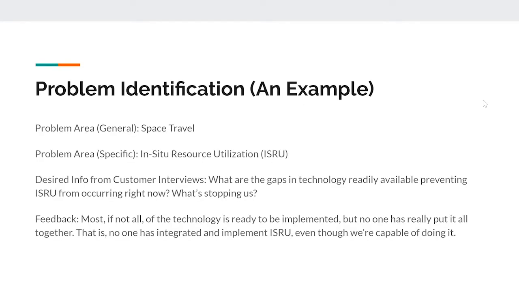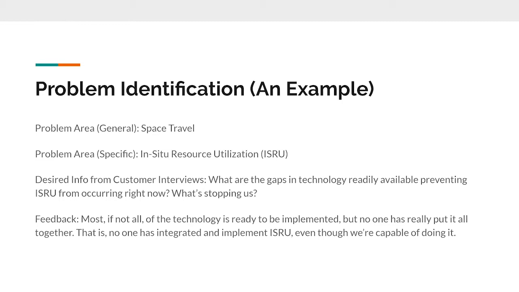So let's give an example. I am an engineering major. I love space, so I'm going to stick with what I know. And my problem area generally is going to be space travel. Let's say I go through the process of whittling that down into something more specific, and I land on ISRU, in situ resource utilization, which is a really fancy name that basically means living off the land, using resources that are nearby to take care of your basic needs, just in space.